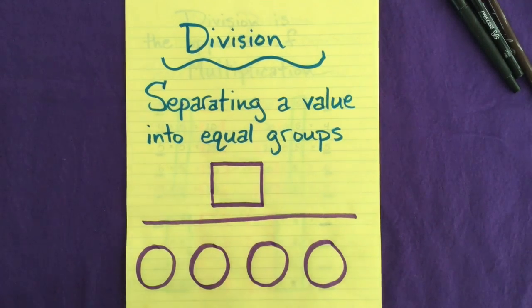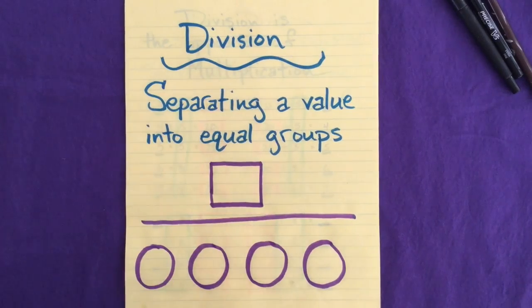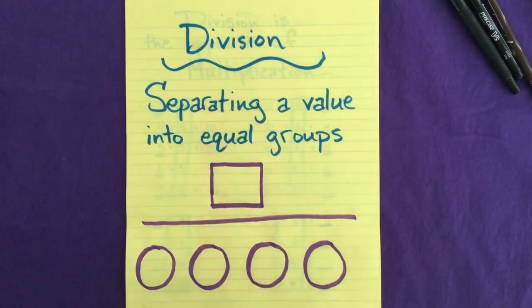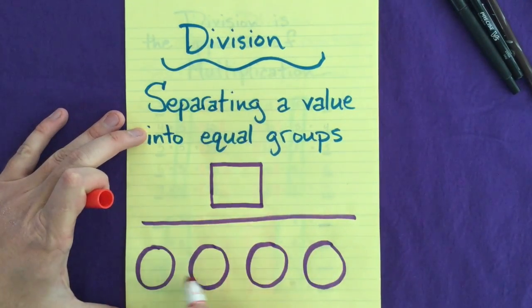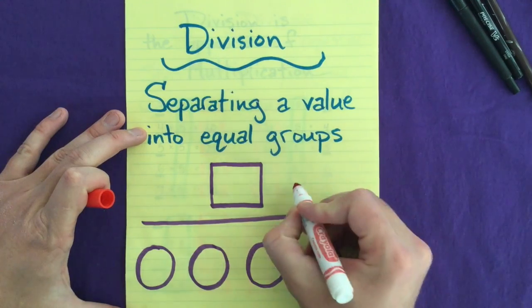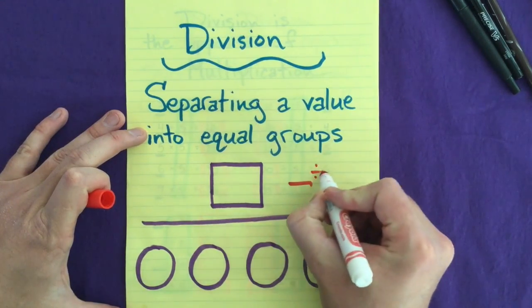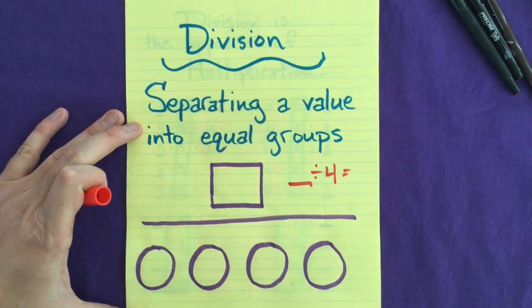So, you should already know that division is separating a value into equal groups. We should have learned this in 2nd, 3rd, and 4th grade. So you can see if this was my value and these were my groups, you see there are 4 equal groups. So it's essentially something divided by 4 equals something.